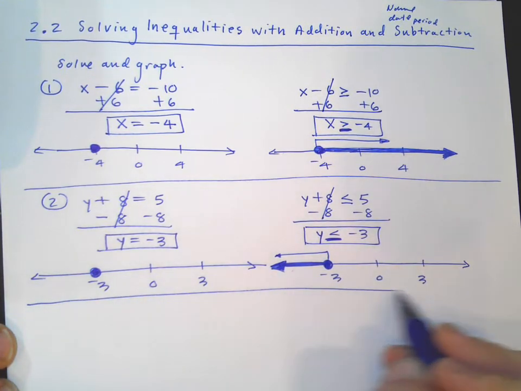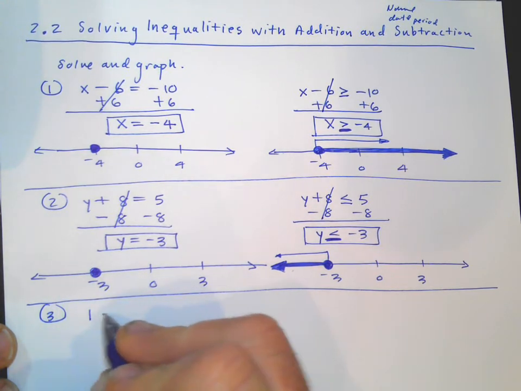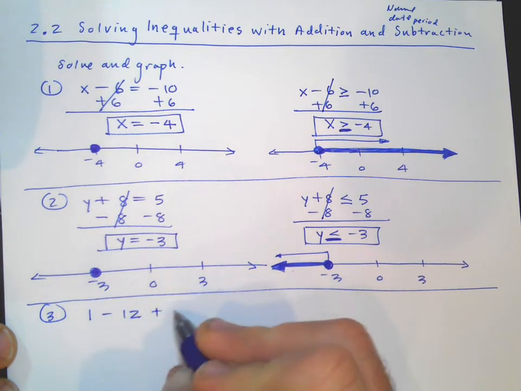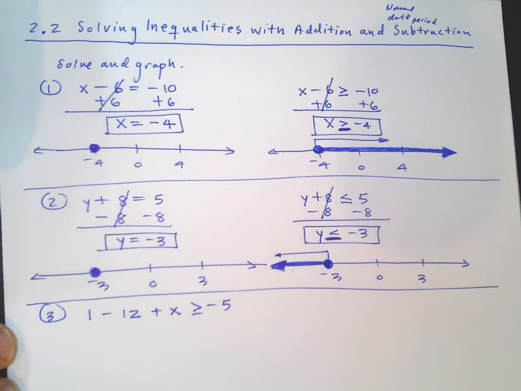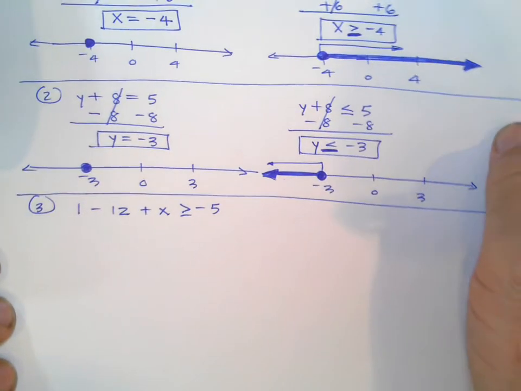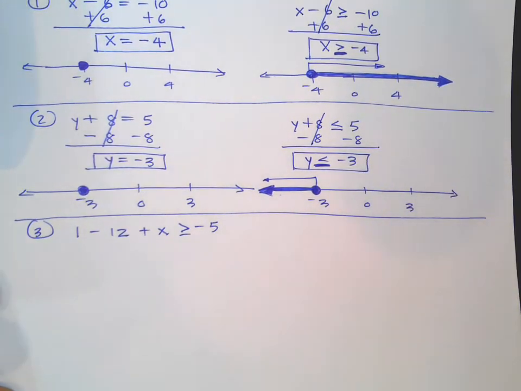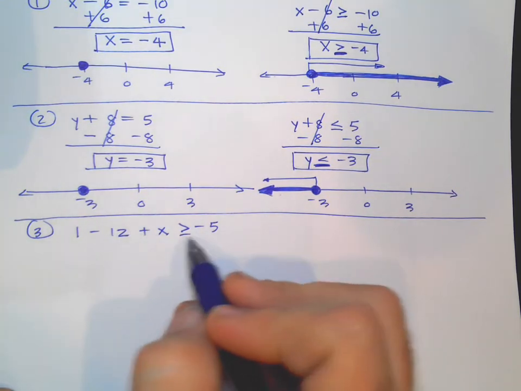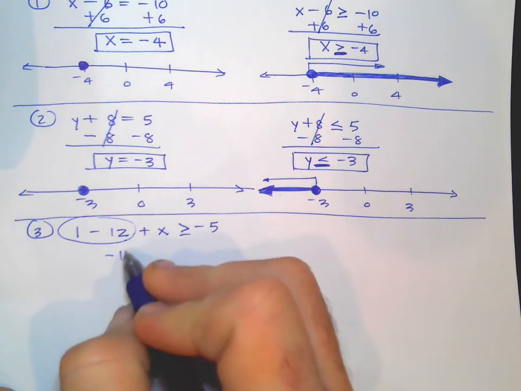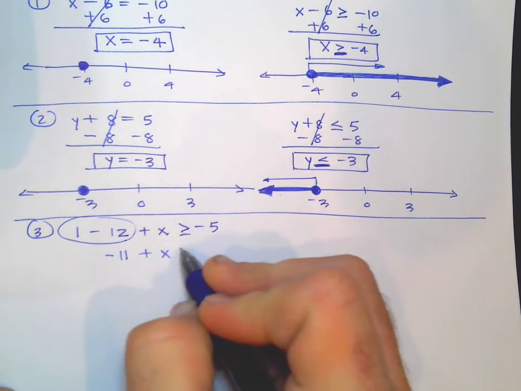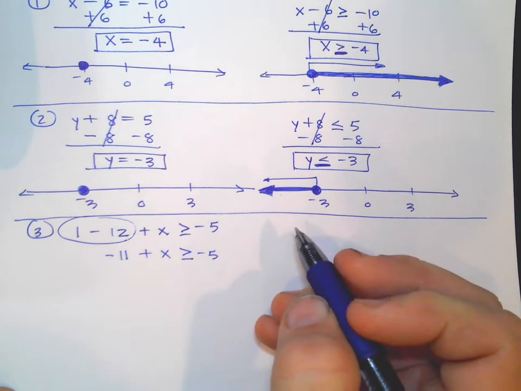All right, let's see if we can make it a little more interesting. 1 minus 12 plus x is greater than or equal to negative 5. Let's try something a little more challenging. Now, just like last chapter, chapter 1, if you have any terms that are like each other, like terms on the same side, combine them first. Combine like terms. Then try and solve for the x.